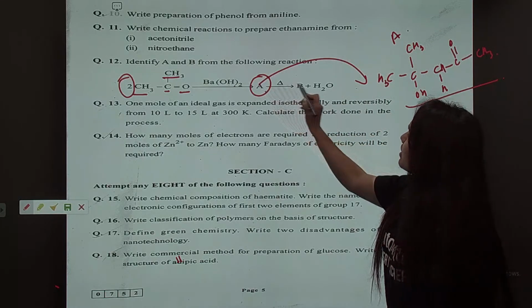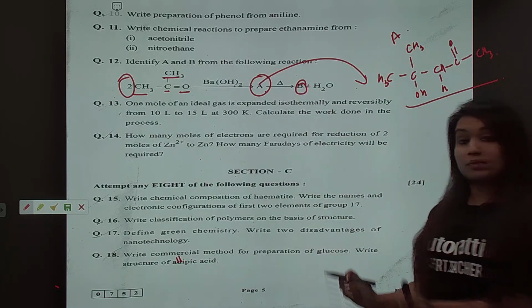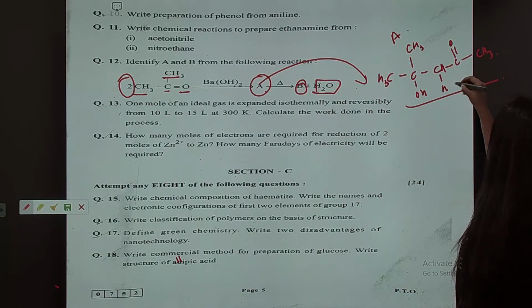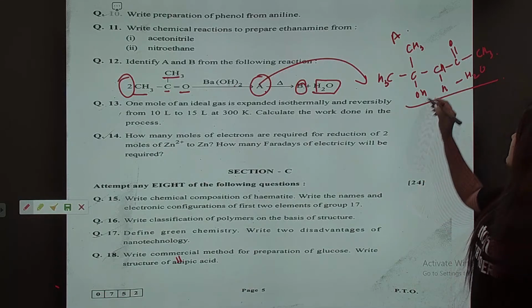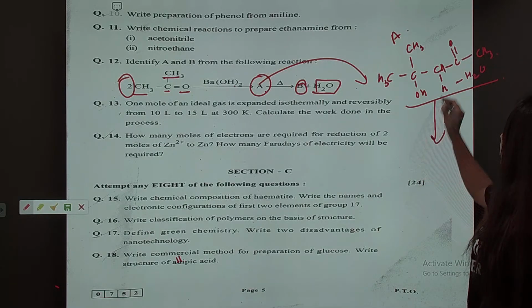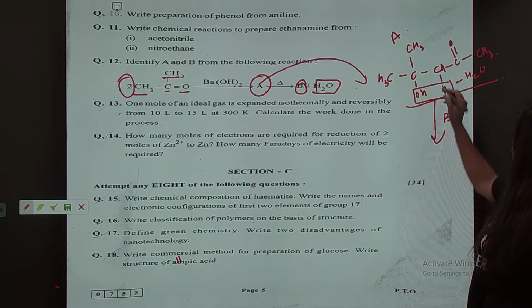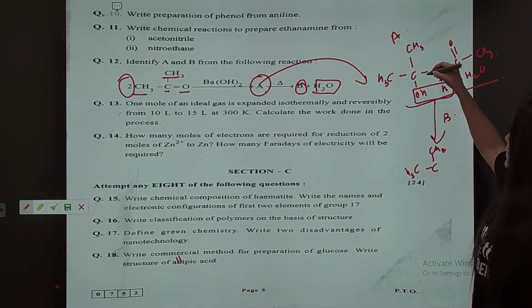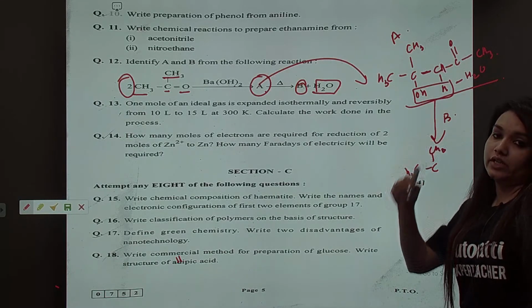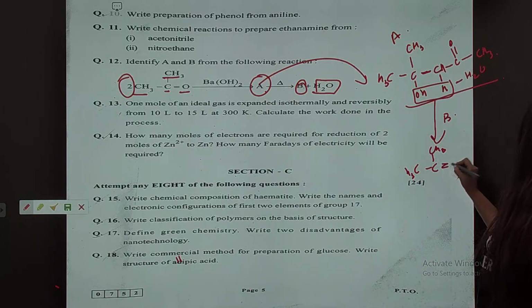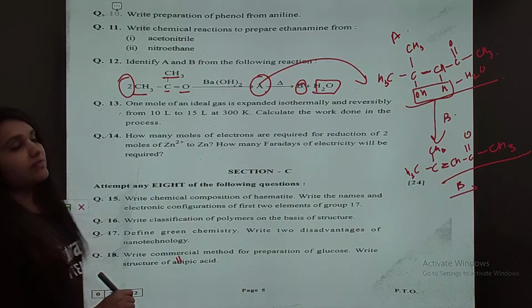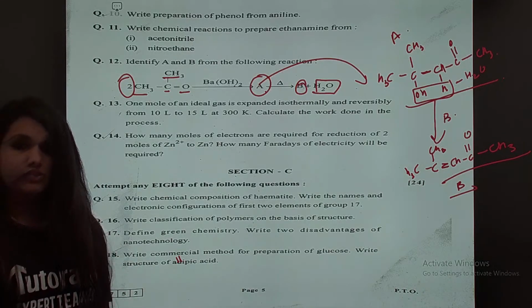Now they are saying make B as well. And the best hint provided here is that they've given us the byproduct water. That means if I remove water from here, this will give me my product B. So B will be what? Remove this water, and this will give me C, CH3, CH3. Now we also need to satisfy the tetravalency of carbon, so I can make a double bond here, CH, C double bond O, CH3, and that's your B. So that is how you can identify A and B in the following reaction.